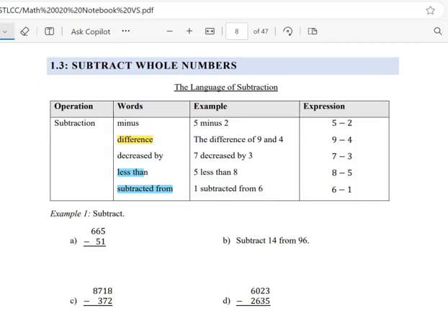Look at the word description and the mathematical problem. The numbers are reversed between the two. 1 subtracted from 6 means 6 minus 1. So make sure that you pay attention to these two. Those are the tricky cases, and don't get confused by those. Otherwise, you will have a wrong answer.